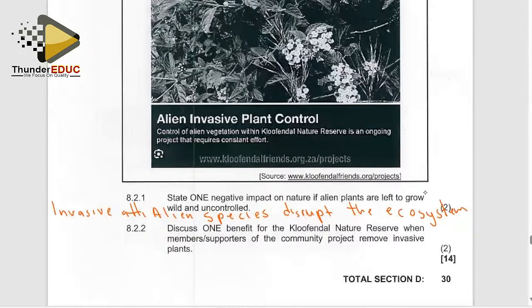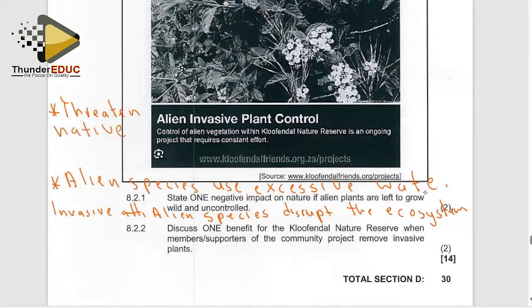Then, in addition to that, alien species use excessive water. They need so much water, so they waste water. In addition to that, they threaten native species. They threaten native species with extinction. So they reduce biodiversity.